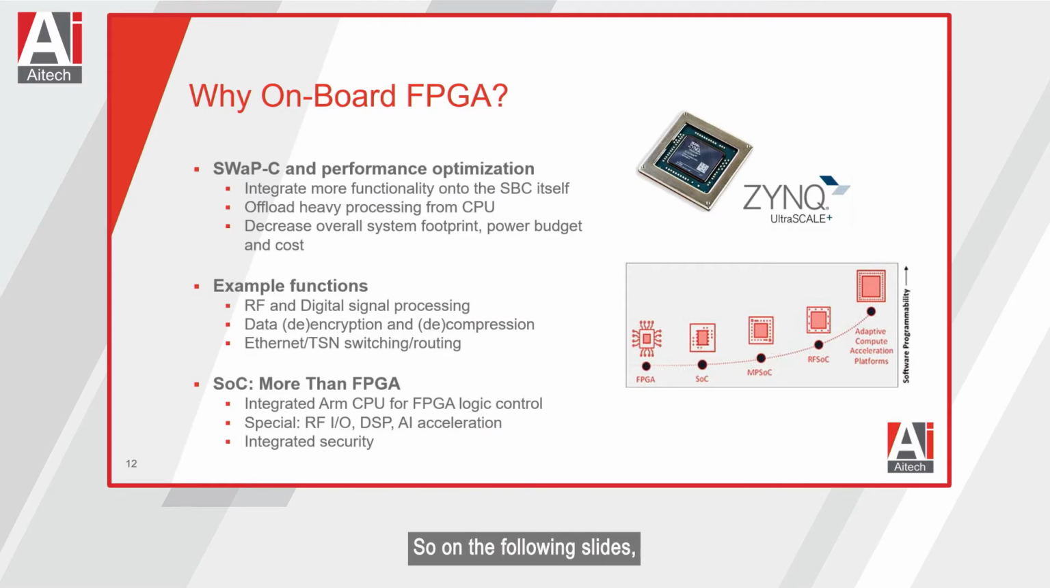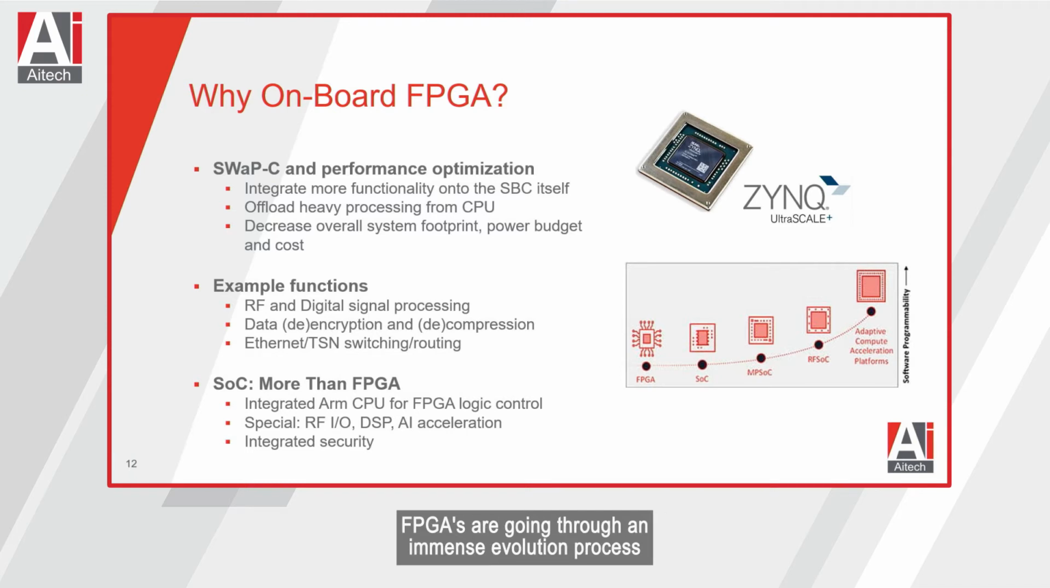So on the following slides, we will look a bit deeper into some of the aspects of the more-than-a-computer approach. First, let's discuss the value of having a large onboard FPGA. FPGAs can be used to offload heavy workloads from the CPU, for example, data encryption or signal processing tasks. Having such an FPGA on board saves system footprint and power budget, as well as costs.